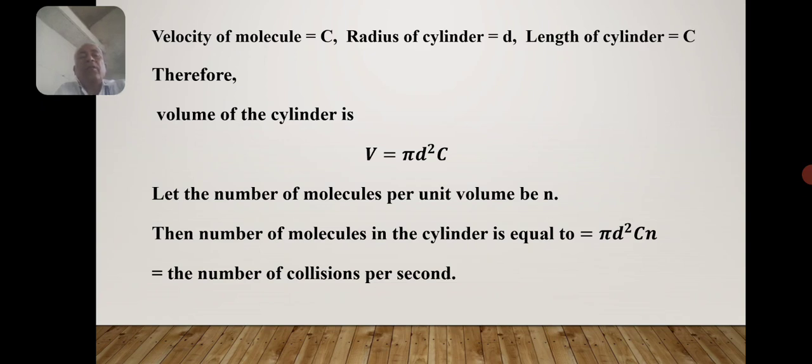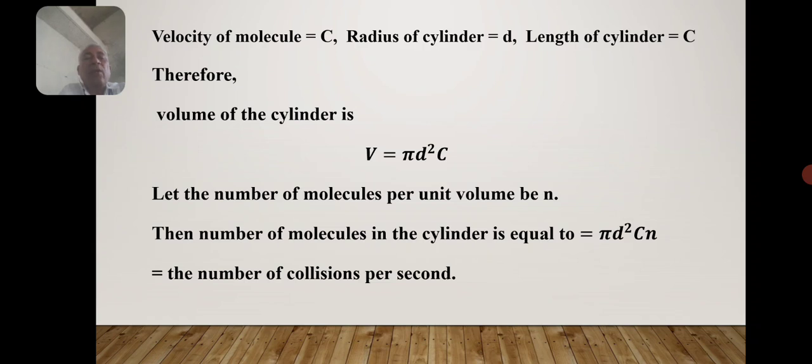That is, velocity of molecule is equal to c, radius of cylinder is d, and length of the cylinder is equal to c. Therefore, the velocity of the molecule and the length of the cylinder are the same because the molecule travels the distance of the cylinder. Therefore, the volume of the cylinder is given by V equals pi d square c.